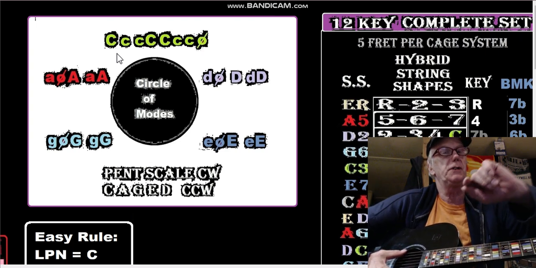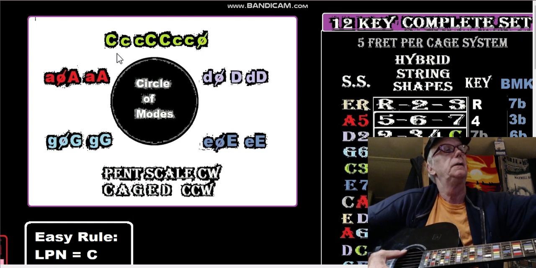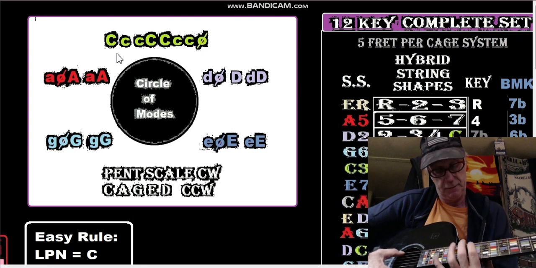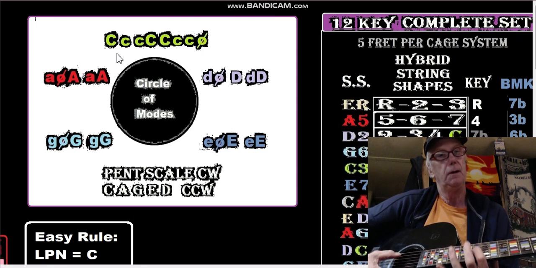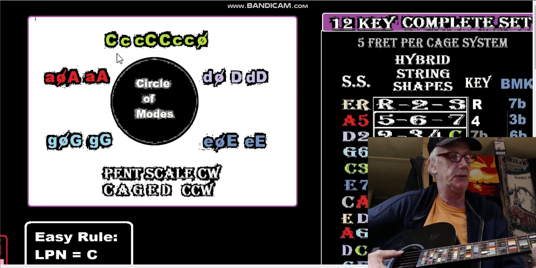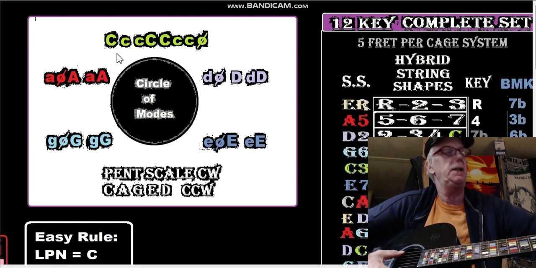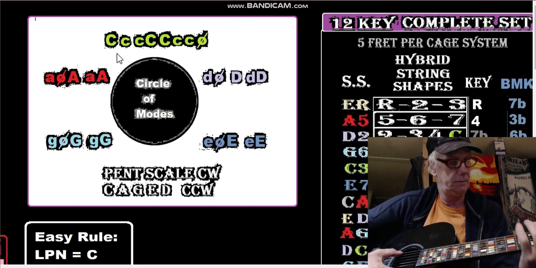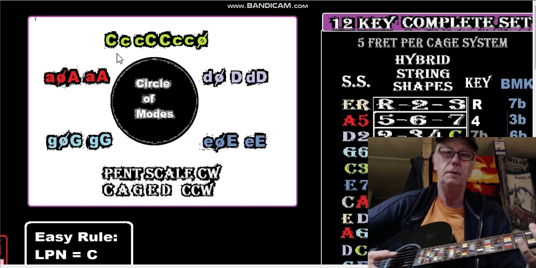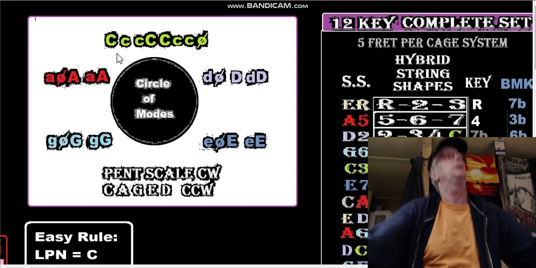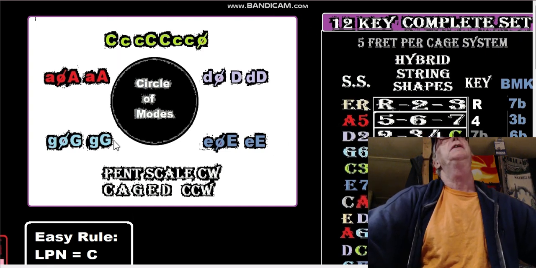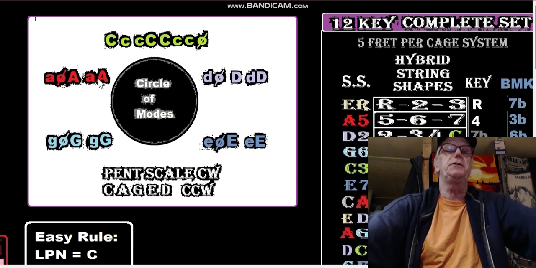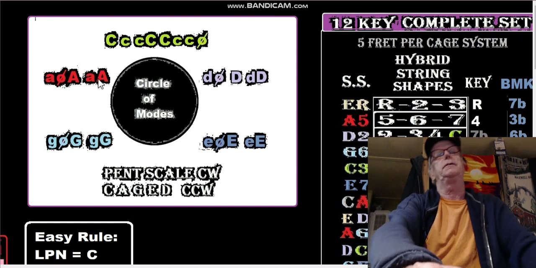Pentatonic on E shape is actually the root, sorry. Alright, the one that starts on the third is pentatonic on C shape. Alright, so it's a little complicated, but the circle of modes just gives us a convenient way to go around that circle no matter where we start. Sorry if that was a little confusing.